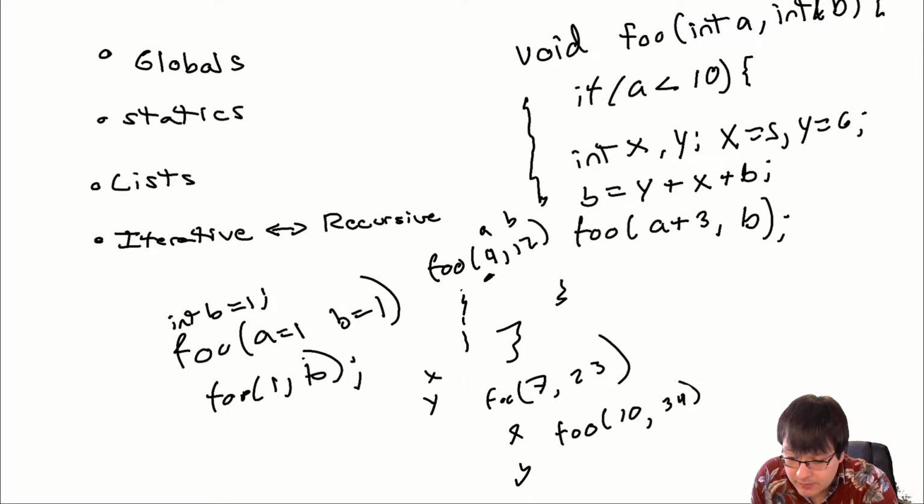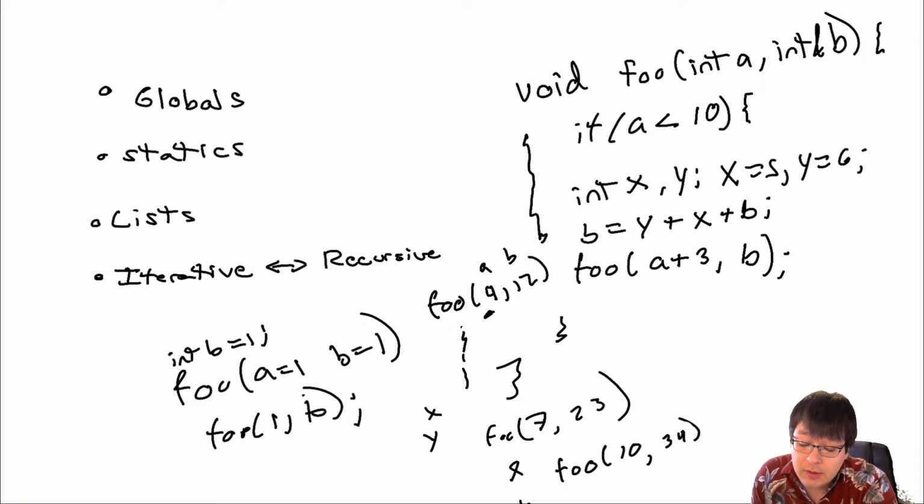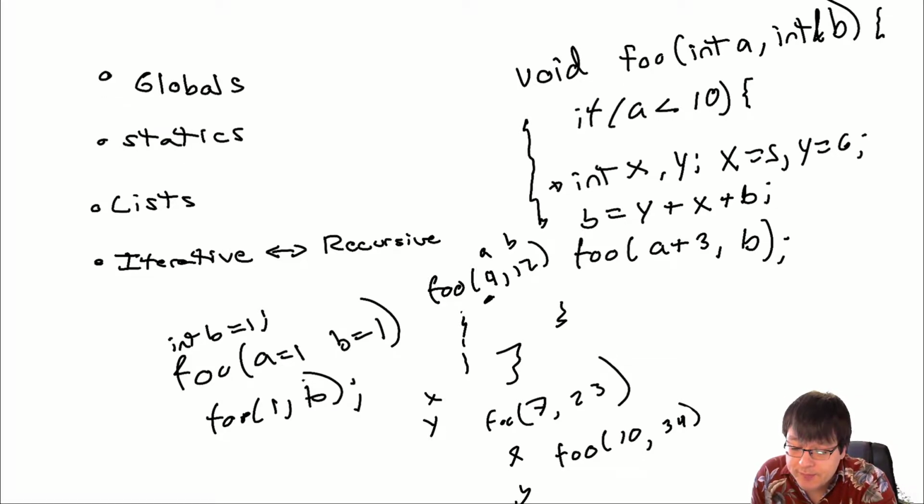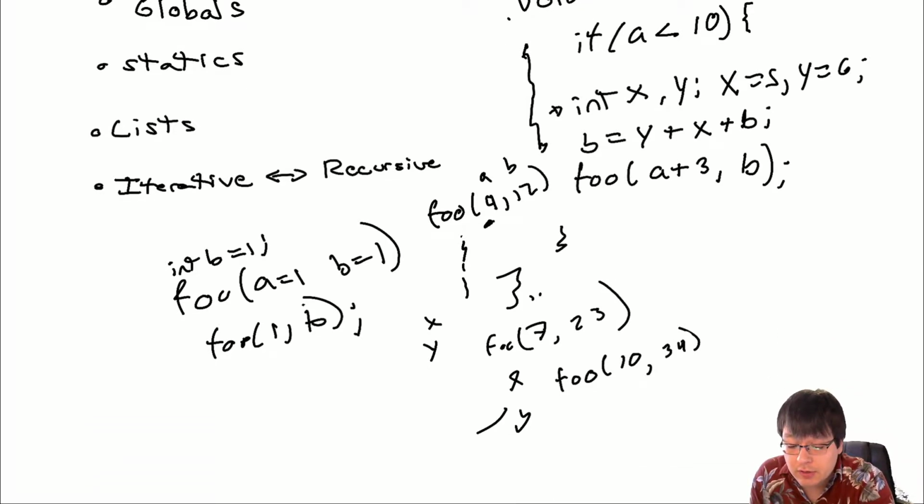And then this time around, however, you actually never make these variables x and y because you don't get to that line of code. Because when you go to the top here, you say if a is less than 10, that's false, because a is equal to 10. So you don't even enter the if statement, you get to the end of the function, and then you're done. So then you go back to the function over here, and then you finish the code.